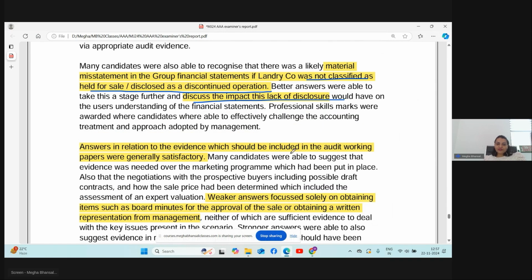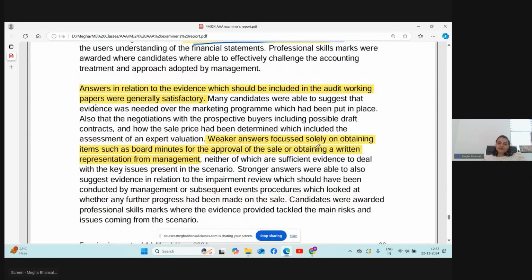Answers in relation to evidence which could have been included in the audit working papers were generally satisfactory. Weaker answers focused solely on obtaining items such as board minutes for approval of the sale, obtaining a written representation. Here they have said that we have located two buyers, negotiations going on. So you could talk about communications with the buyers, communication with a valuer if there was a valuer involved, communication with the legal people on how the sale can take place.